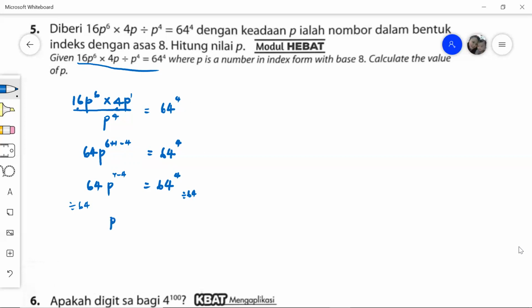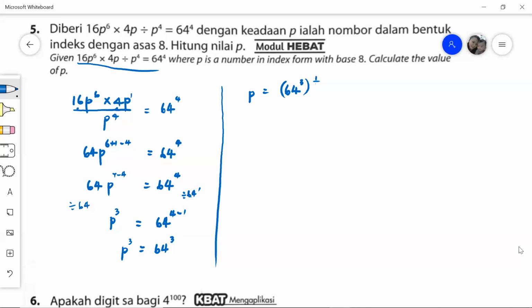So we will have p to the power of 3, because 7 minus 4, equals 64 to the power of 4 divided by 64 to the power 1. We can just apply the law of indices. So our index would be 4 minus 1. Therefore, we have 64 raised to the power of 3. So p to the power of 3 equals 64 to the power of 3. Therefore, you want to find p. The power 3, when you bring it over, becomes cube root. Cube root means raised to the power of 1 over 3.